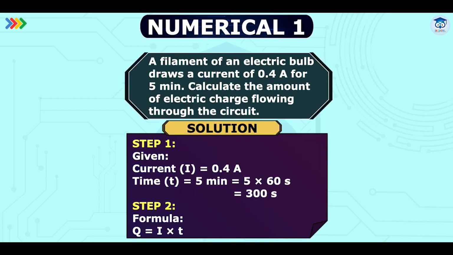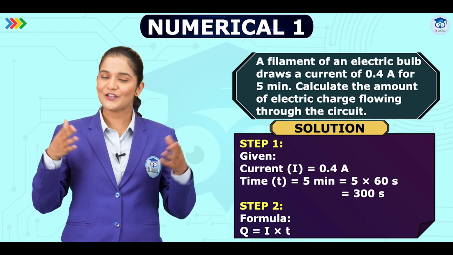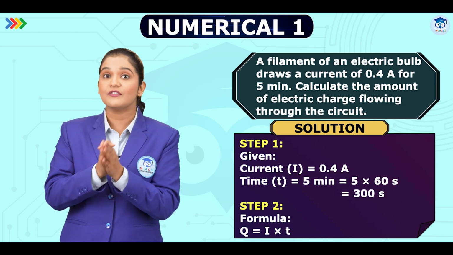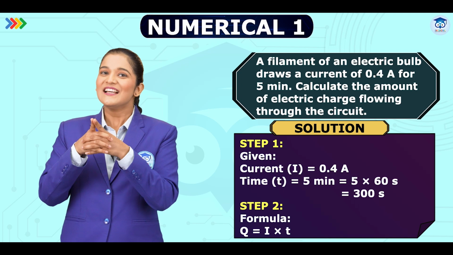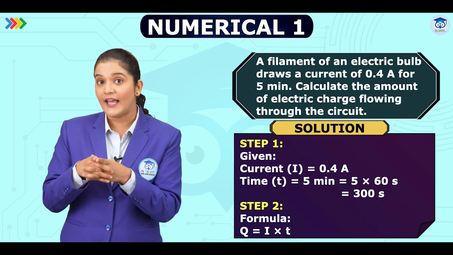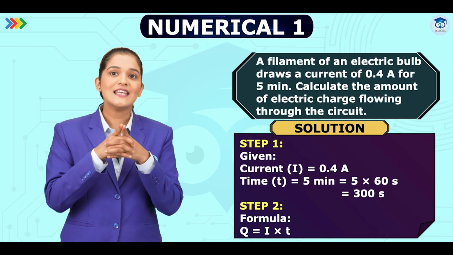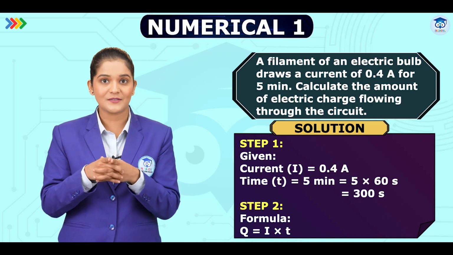The problem states, a filament of an electric bulb draws a current of 0.4 amperes for 5 minutes. We are required to calculate the amount of electric charge flowing through the circuit. To begin with, the first step, we identify the given values. The current I is given as 0.4 amperes and the time t is given as 5 minutes.